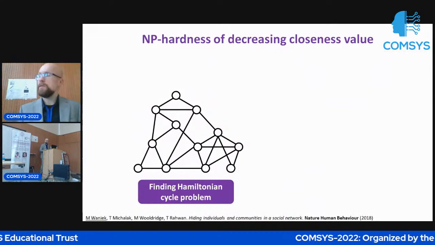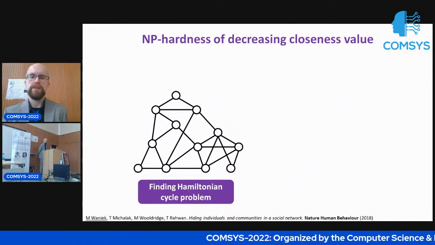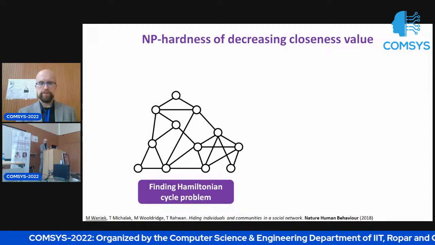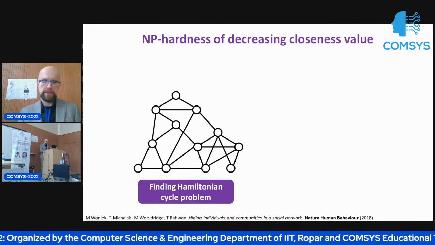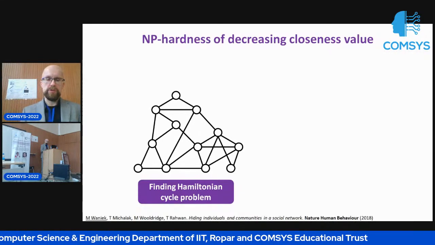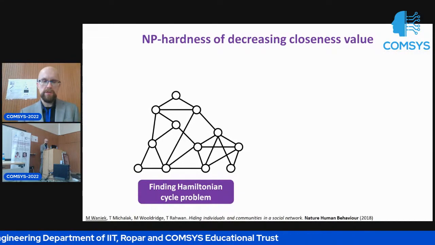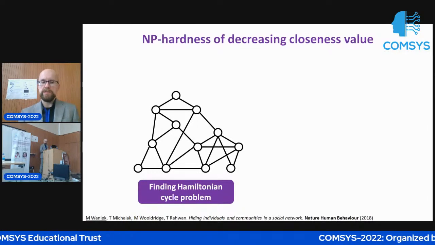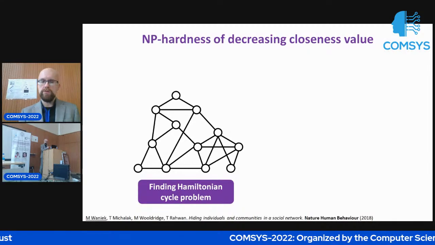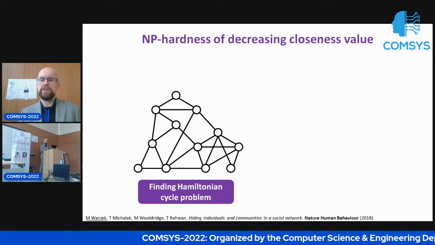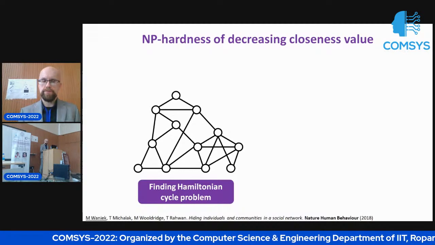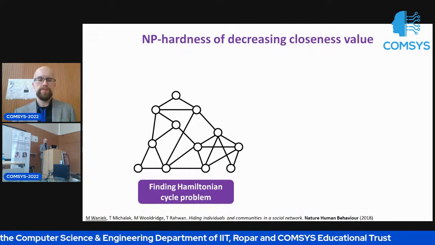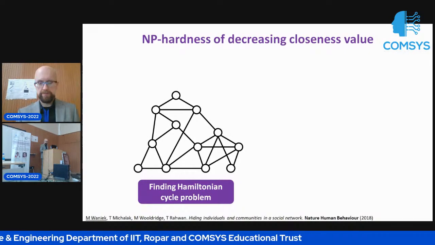So first, let's say that we want to show that decreasing the closeness centrality of a node is an NP-hard problem. What we do is take a network problem which we know is NP-complete from the literature. In this case, it's finding a Hamiltonian cycle. A Hamiltonian cycle is a path that goes over every node in the network exactly once and comes back to the beginning. In a sense, it's a traveling salesman problem in an unweighted graph.